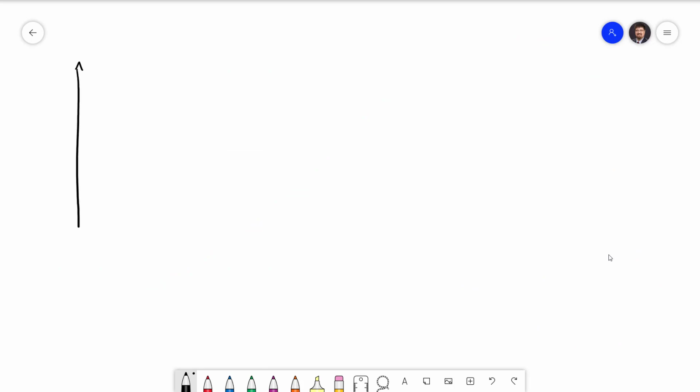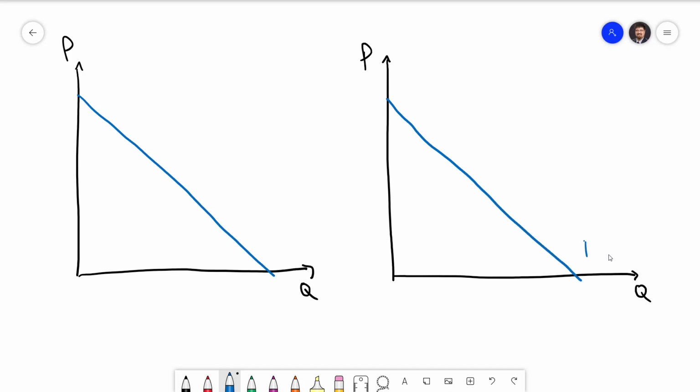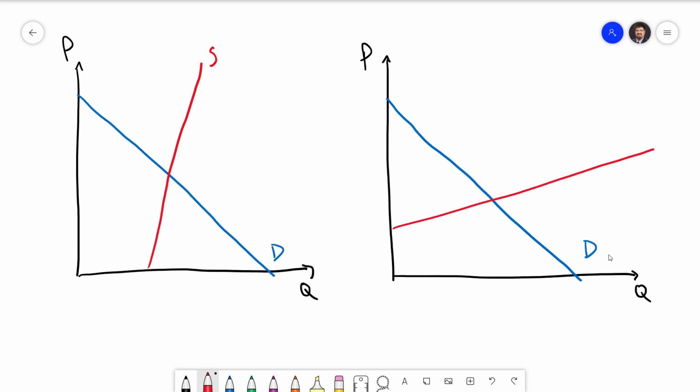The last thing that I want to talk about is the relationship between taxes and elasticity. I'm drawing in two different supply and demand graphs. I'm going to draw a demand curve on both of them that looks roughly the same. In the left-hand graph, I'm going to draw a supply curve that is relatively inelastic. That is, it's pretty steep. In the other one, I'm going to draw a supply curve that's relatively flat or elastic.